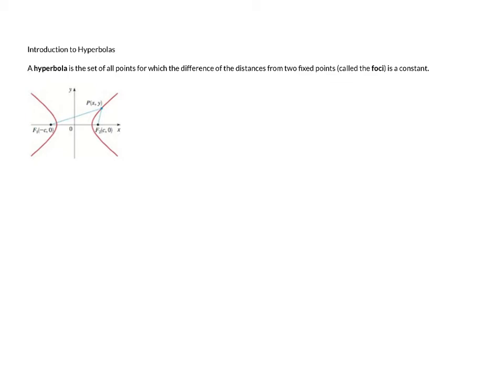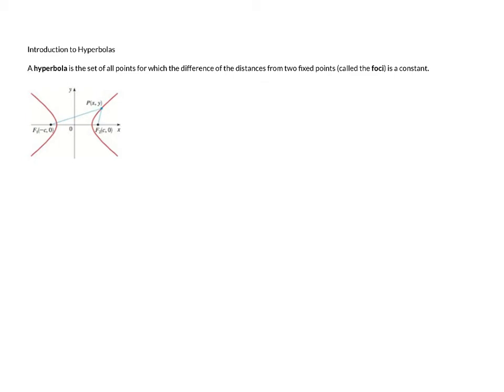So a hyperbola is the set of all points for which the difference of the distances from two fixed points called the foci is a constant. What that means is that if we look at a point like this one, P, on the hyperbola, the difference of the distances between P and the one focus and the other focus remains constant. If we were to pick a different point over here on the hyperbola, we would have different distances, of course, but the difference of those distances would be the same as the difference of these distances.